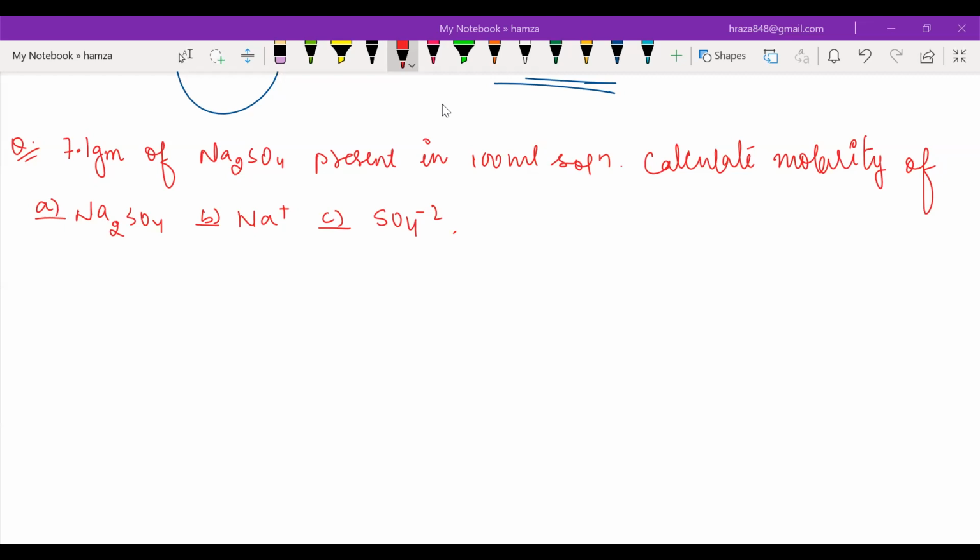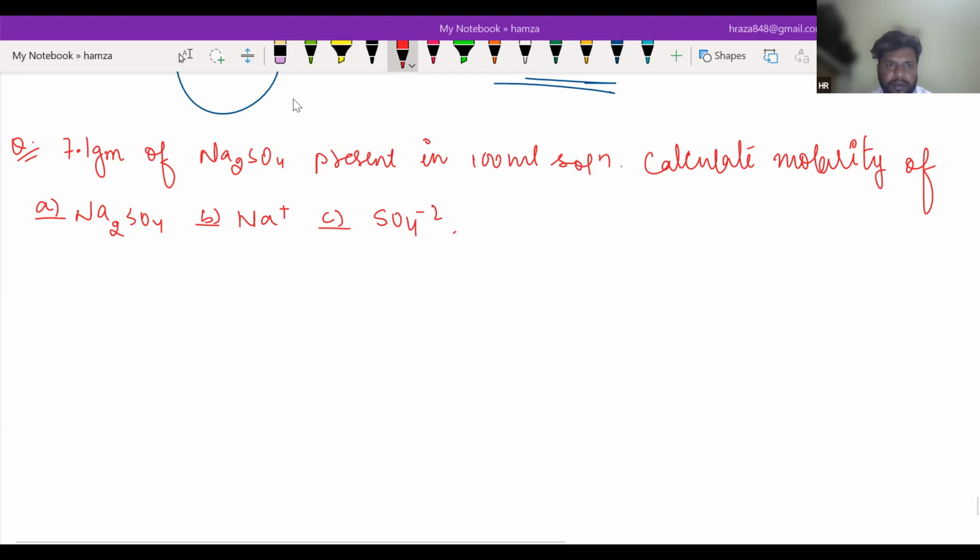Will you be able to solve it or not? Anja? Sir, I got 0.005. Which part? A, 0 point what? 0.005. Please do assess. 0 point what? I didn't hear you.